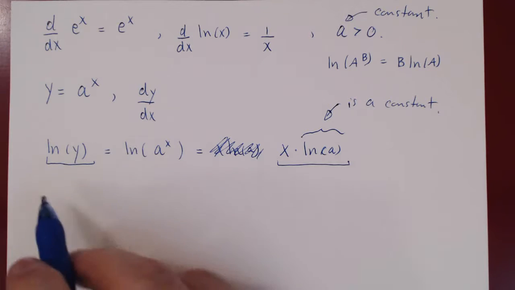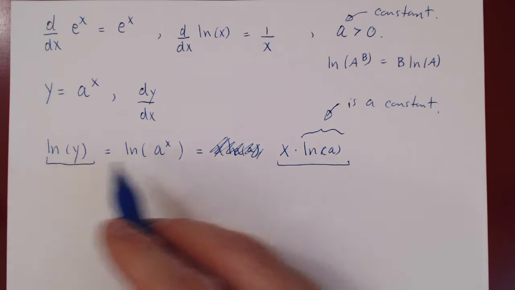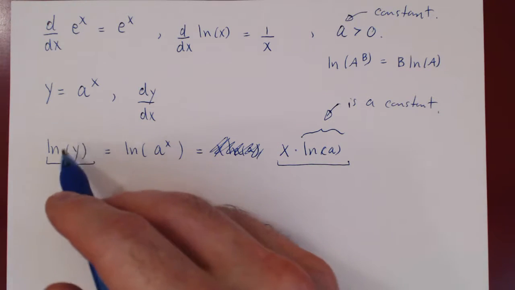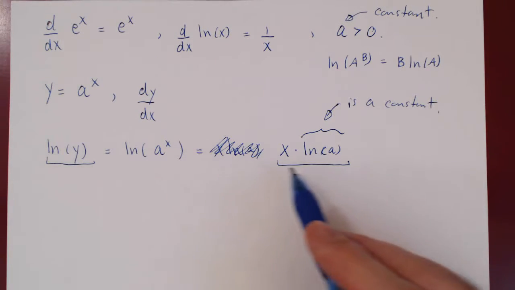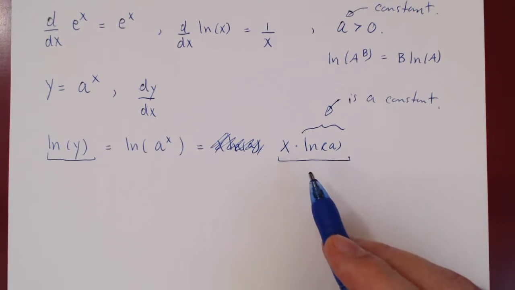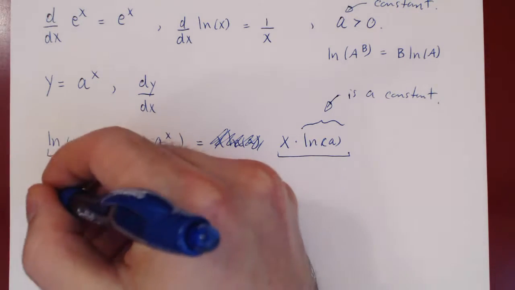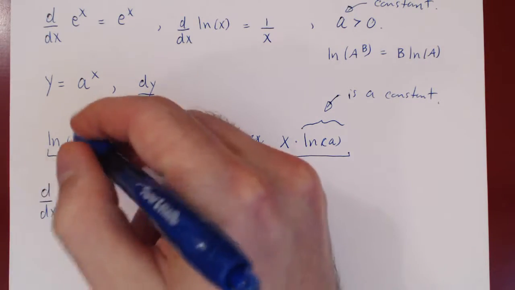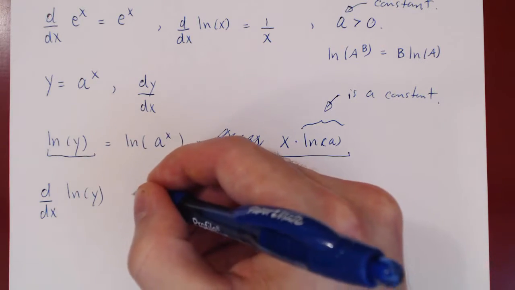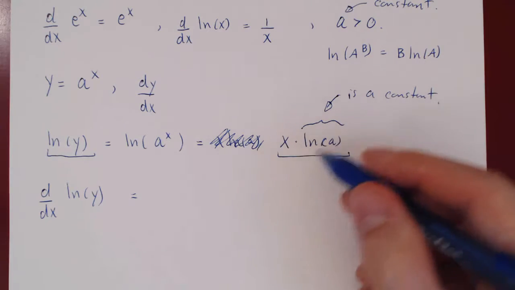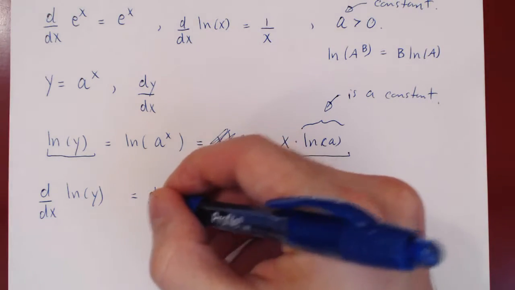Okay, so as before, we are in the case of implicit differentiation, where we have a y that we know is a function of x. So let's differentiate both sides of the equality with respect to x. So the derivative with respect to x of the left-hand side, ln of y, will be equal to the derivative of the right-hand side with respect to x.